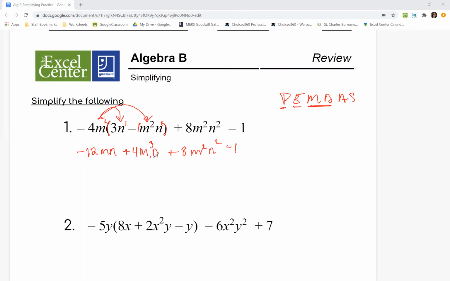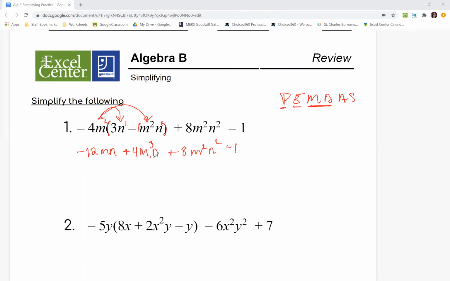Now, always make sure at the end you check to see if you have like terms. Remember, like terms have the same variable raised to the same exponent, and those like terms can be combined. All right, let's clear that away. And I'm going to leave number 2 for you. It's very, very similar. And then I'm going to do number 3.